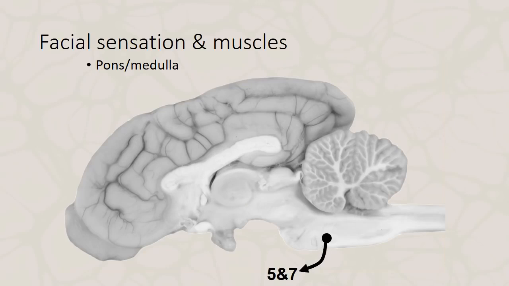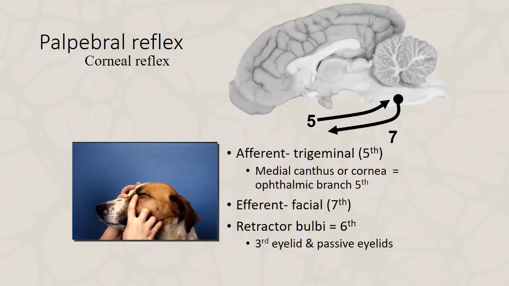Another part to assess our neurologic exam is sensation to the face, movement of the face, and muscle mass. So here we're going to be looking at cranial nerves 5 and 7. The reflex to use is the palpebral reflex, and sometimes we'll even do a corneal reflex. With the palpebral reflex, we generally touch the medial canthus of the eye, which is the ophthalmic branch of cranial nerve 5. And this is also what's used for the corneal reflex as well.